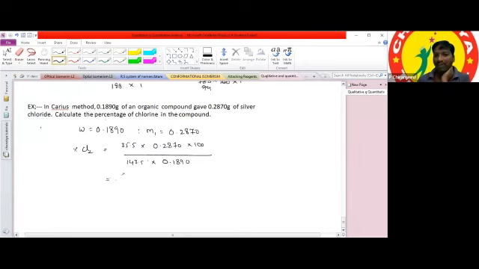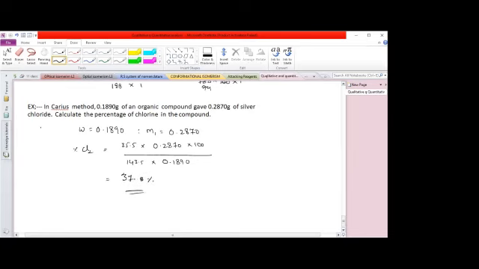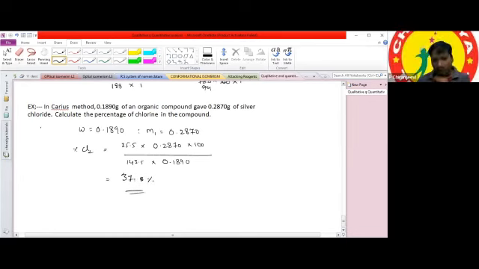Sir, if you simplify this, how much are you getting as the answer? 37.8 is the percentage of chlorine. So how much percentage rounded off? Rounded off, we can take it as 38, ma.